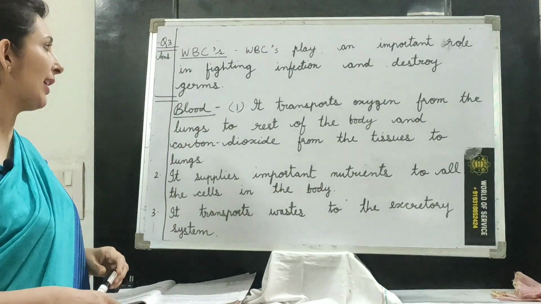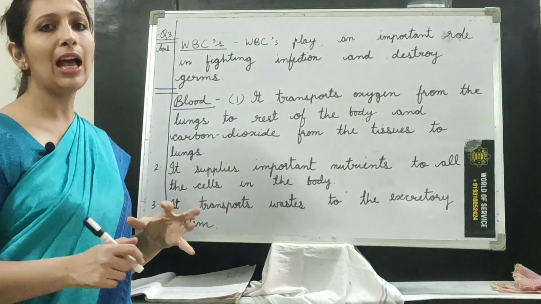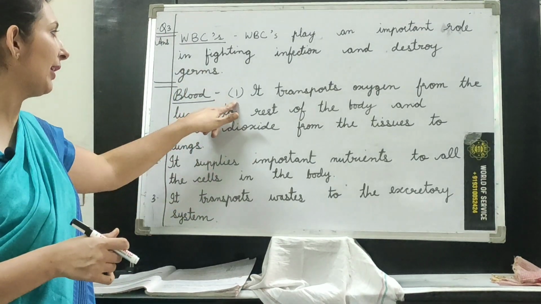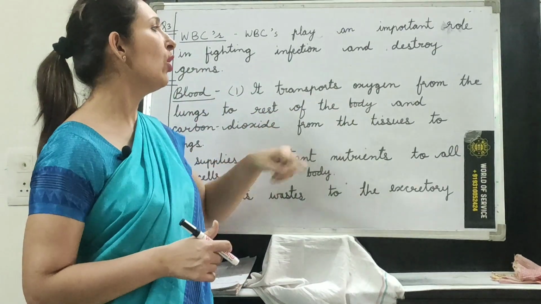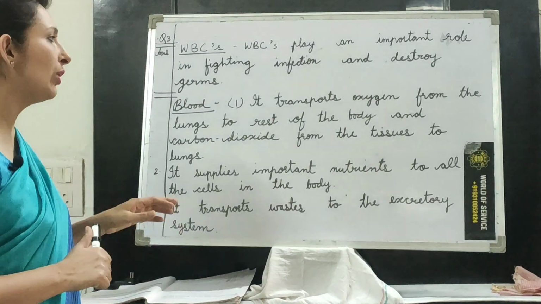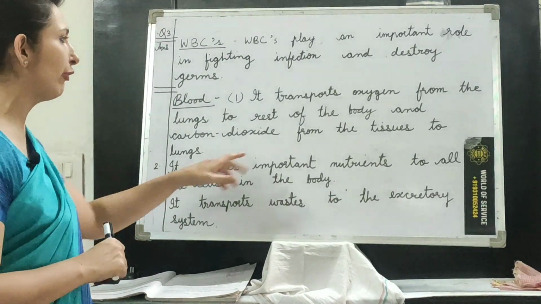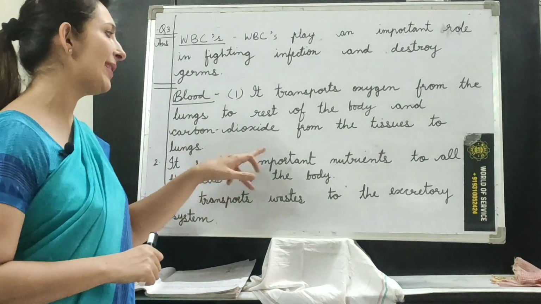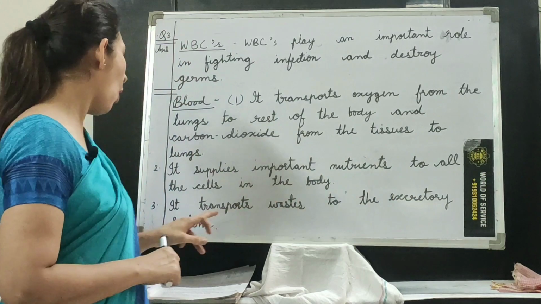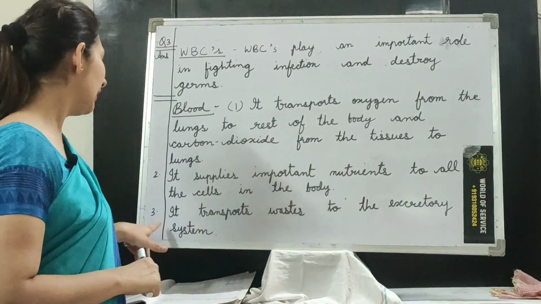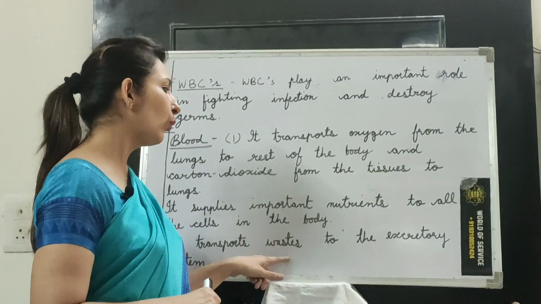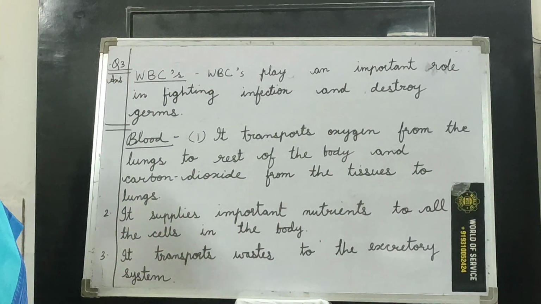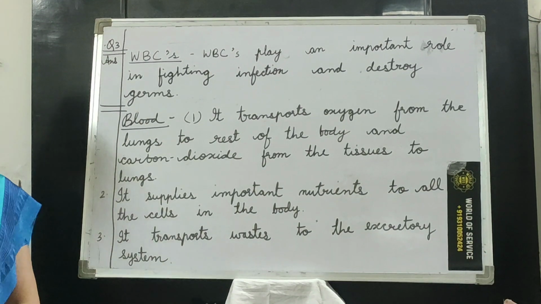Now we will come to the next part, that is the blood. Now blood has a lot of functions. Okay, so we have divided it into parts. The first part of blood is it transports oxygen from lungs to the rest of the body and carbon dioxide from the tissue to the lungs. Second point, it supplies important nutrients to all the cells in the body. Third one, it transports waste to the excretory system. Now we have 2 more points that we will discuss in the next clip. Till the time you note it down.